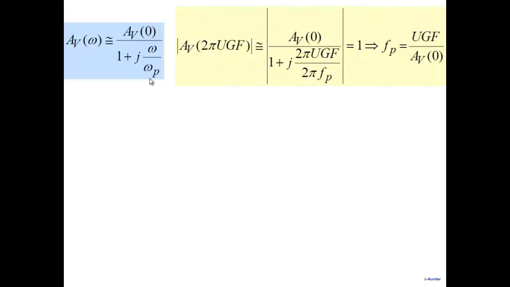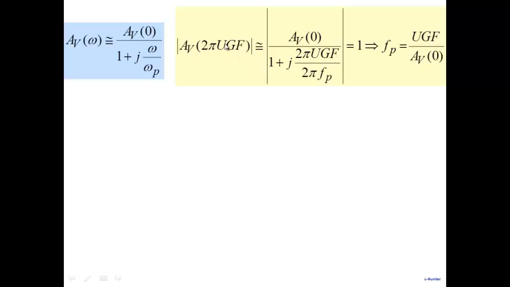Okay, so this is A_V(omega), the open loop gain as a function of omega, which will be A_V0 over 1 plus j omega by omega p. That's a single pole here. Now at UGF, the unity gain frequency, I can evaluate A_V at UGF. So I multiply by 2 pi f, and it's A_V0 over 1 plus j 2 pi UGF by 2 pi fp. So it's straightforward. Now, the gain at UGF is equal to 1.